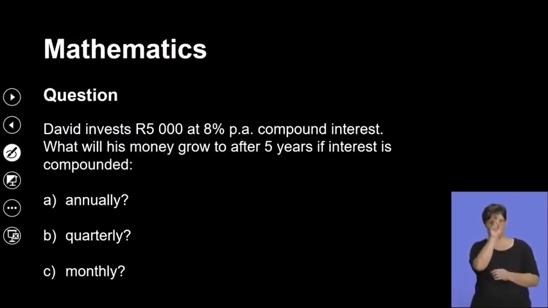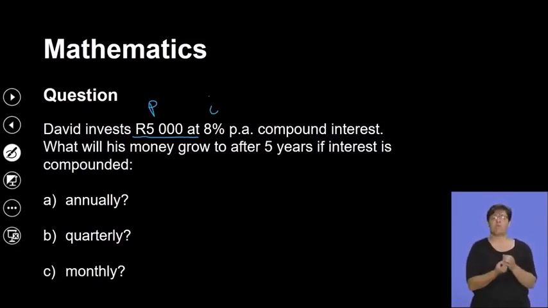Now let's look at a specific question. It says, David invests 5,000 at 8% per annum compound interest. Already I know that the 5,000 will be the principal amount or the present value. My 8% will be the I, which is the interest. And then compound interest tells me which growth I am dealing with, which is the compound growth. That's what we're still busy with now.